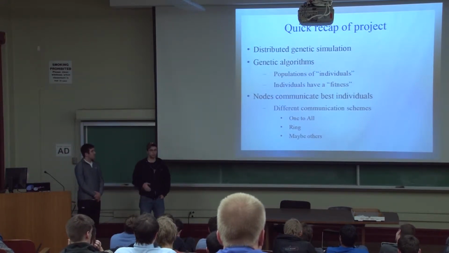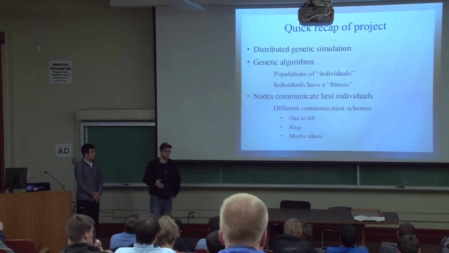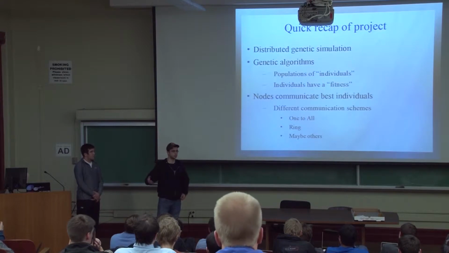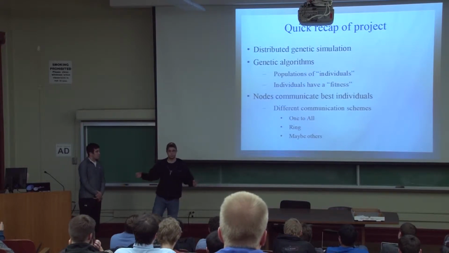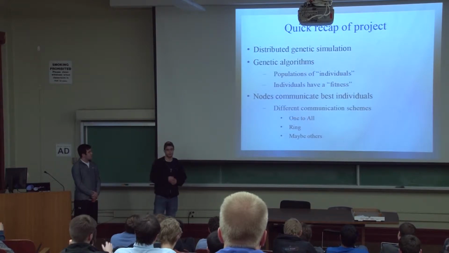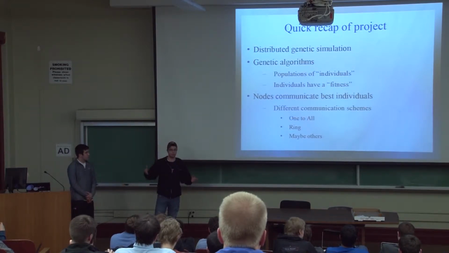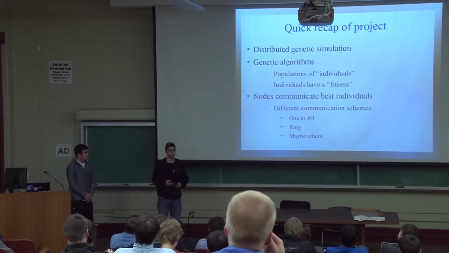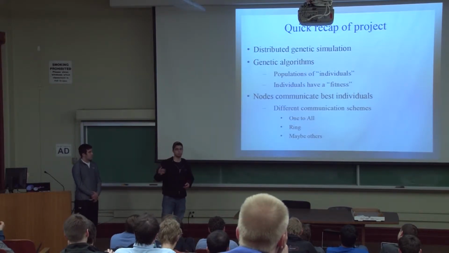So, just to quickly recap what the project is. Essentially we're just making genetic algorithms distributed. A genetic algorithm has individuals which calculate a fitness, and they're included in this big population. You create new generations of these populations once every individual has been evaluated, and keep the best and try to generate new ones to continuously improve your solution.